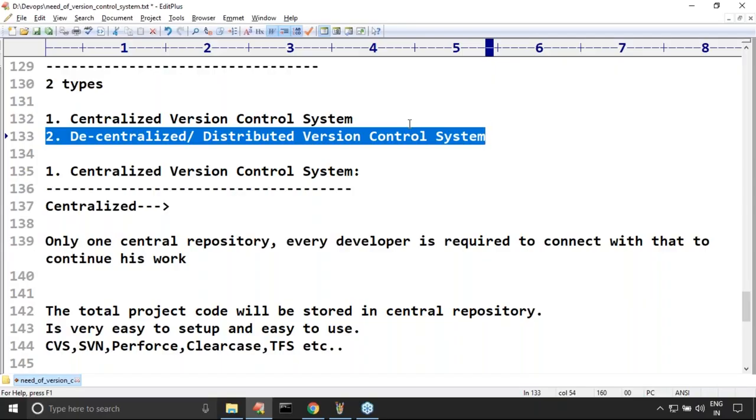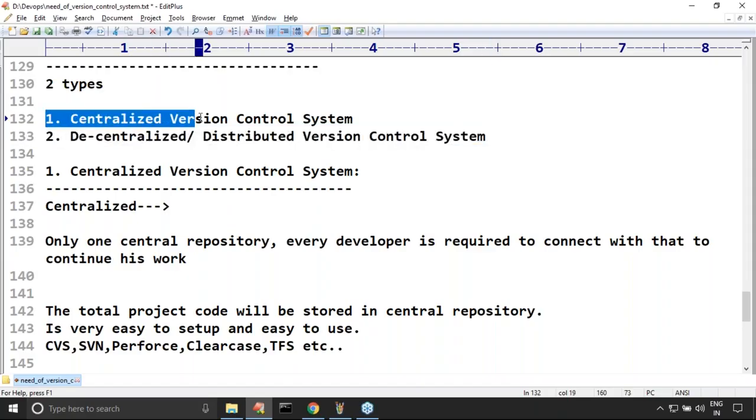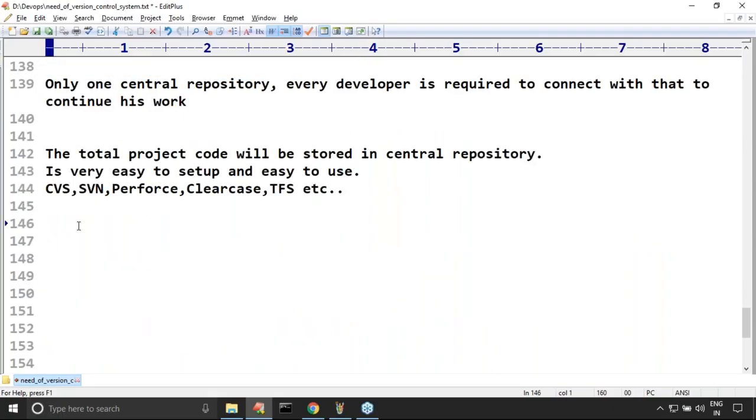That's why he is going for an alternative, second type of model, like a decentralized or distributed version control. Now my question is, which problems are there with the centralized version control system? Limitations of this centralized version control system.